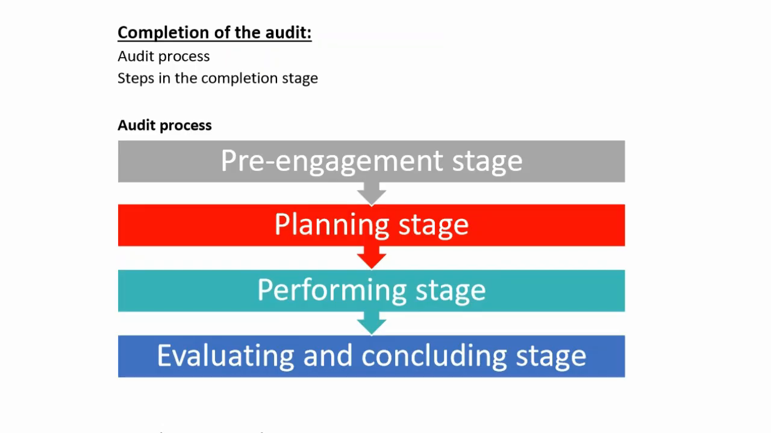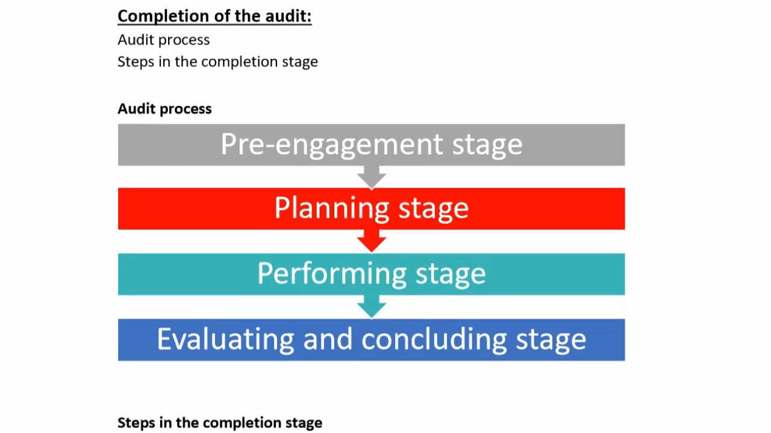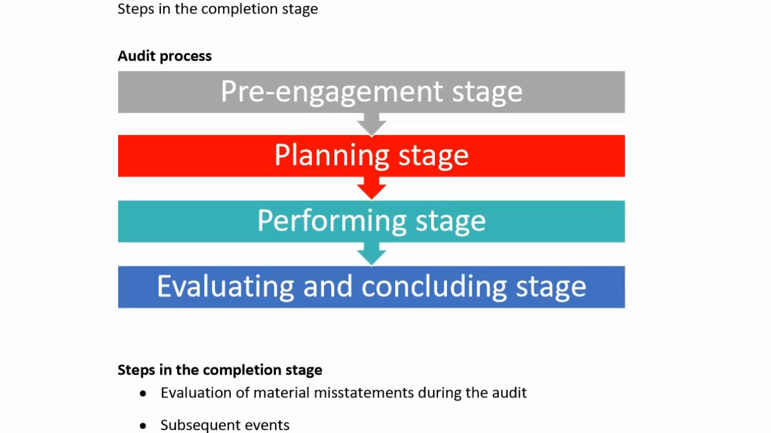All right, so the completion stage. I just want to discuss the audit process so that we've almost recapped what we've done until we get to this point, and then I want to work through the steps in the completion stage so you can see how we're going to tackle it. In terms of the audit process, we have covered pre-engagement, where we assess: do we want to accept a client and an engagement or not? And if we do, we move on to the next stage, the planning stage.